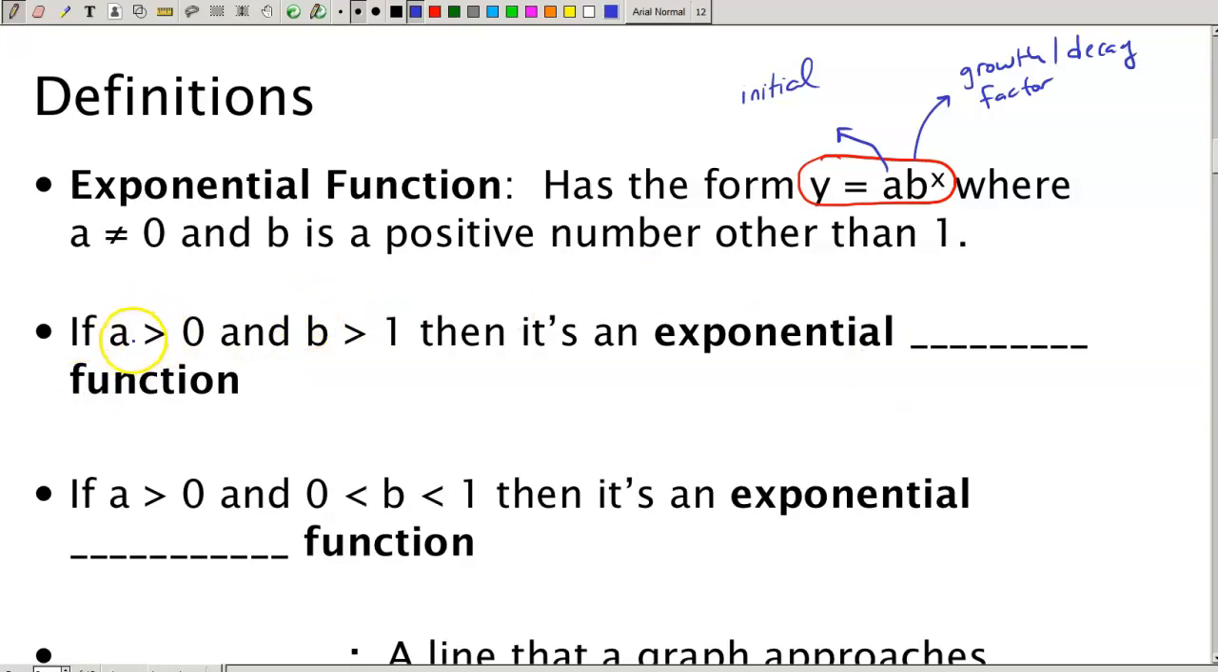Looking at specifics, if a is greater than 0 and b is greater than 1, then it's an exponential growth function that's going to start off slow and then increase rapidly.